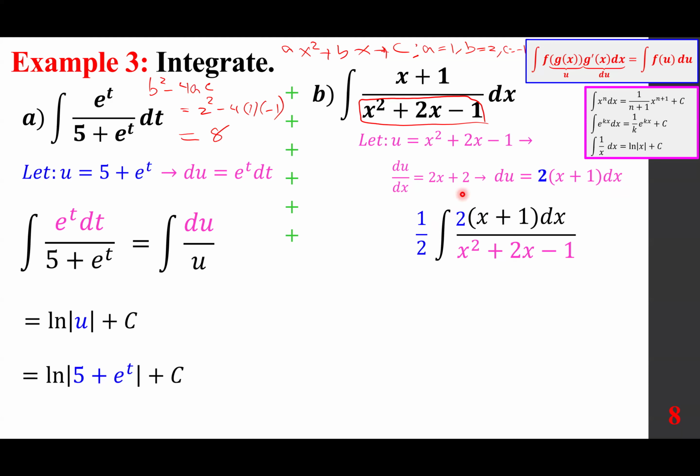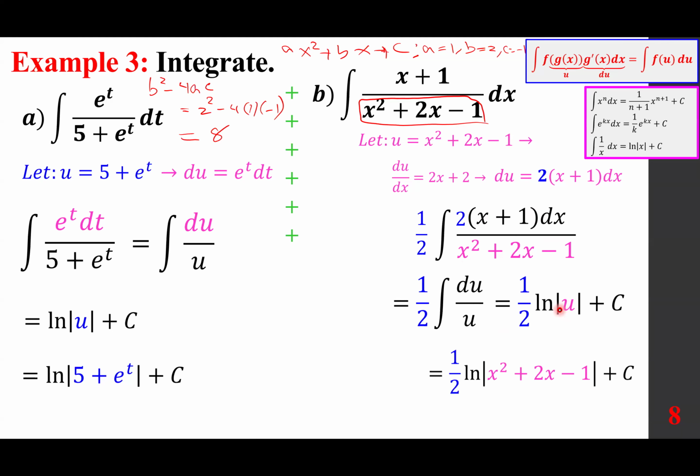And so now you're looking at du over u, and the 1/2 remains outside or inside the integral sign, makes no difference. This is a natural log. And you replace the u, and you must keep the absolute value because this expression can be positive or negative. Whereas this one, you can lose it. So half of natural log of absolute value of x squared plus 2x minus 1. Plus the constant.